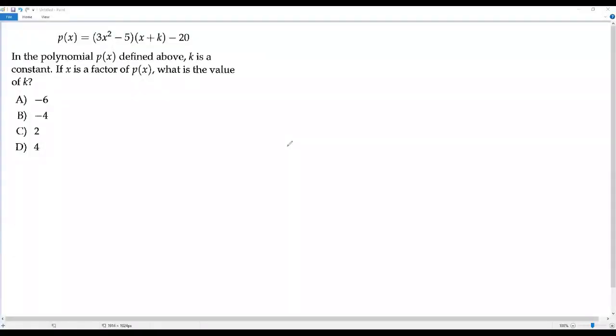Here we have a SAT math question. Okay, let's go with the information. P of x equals 3x² − 5x + k − 20. In the polynomial P of x defined above, k is a constant. If x is a factor of P of x, what is the value of k?